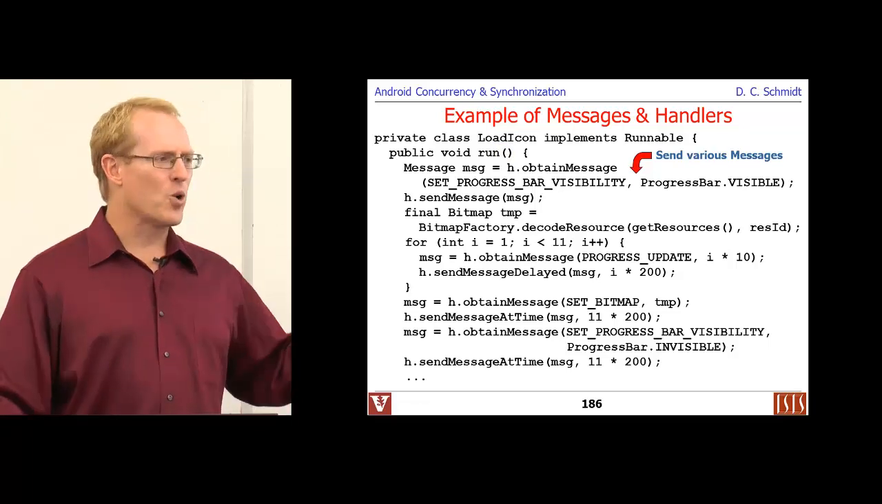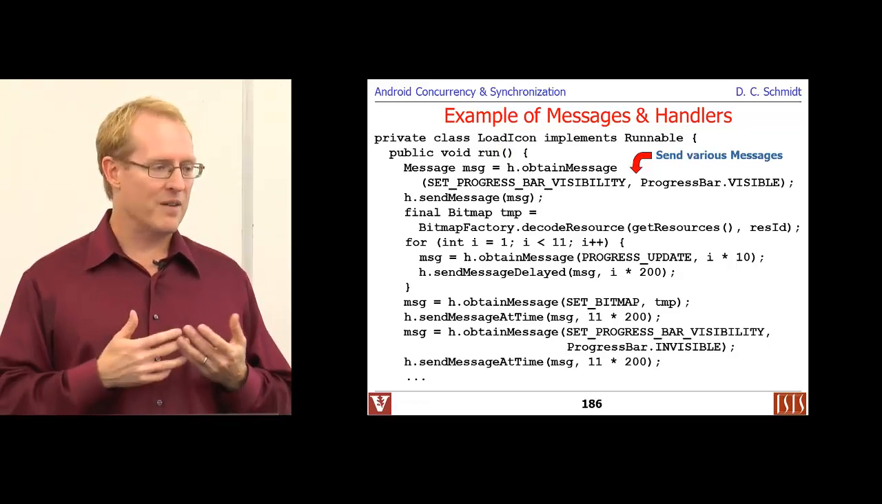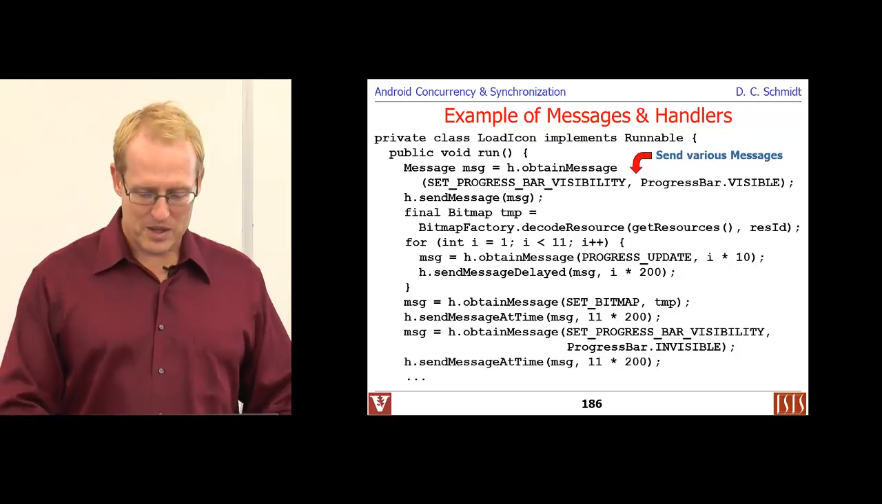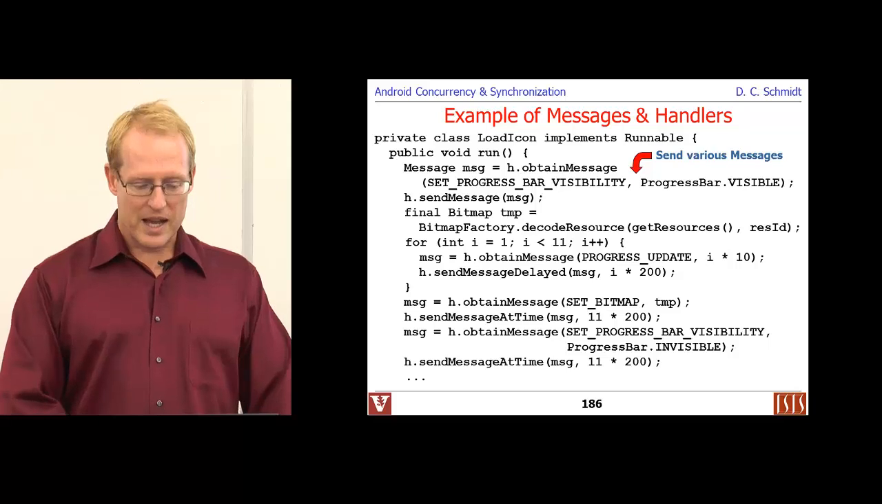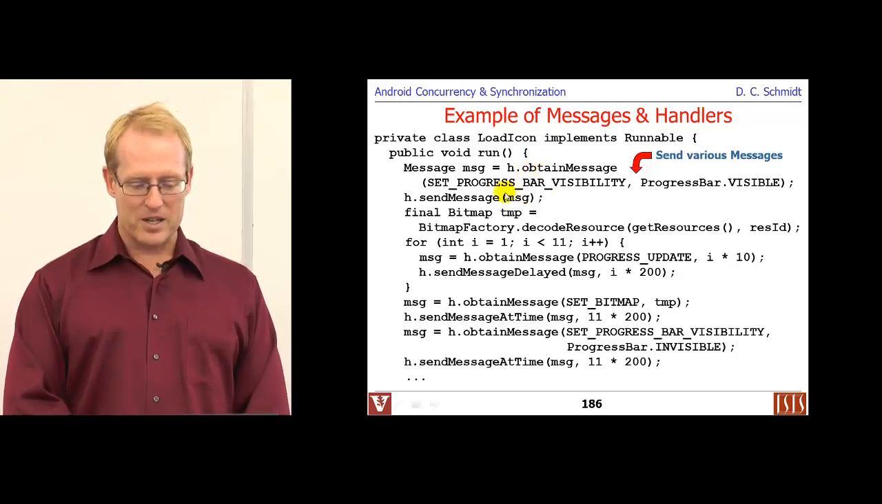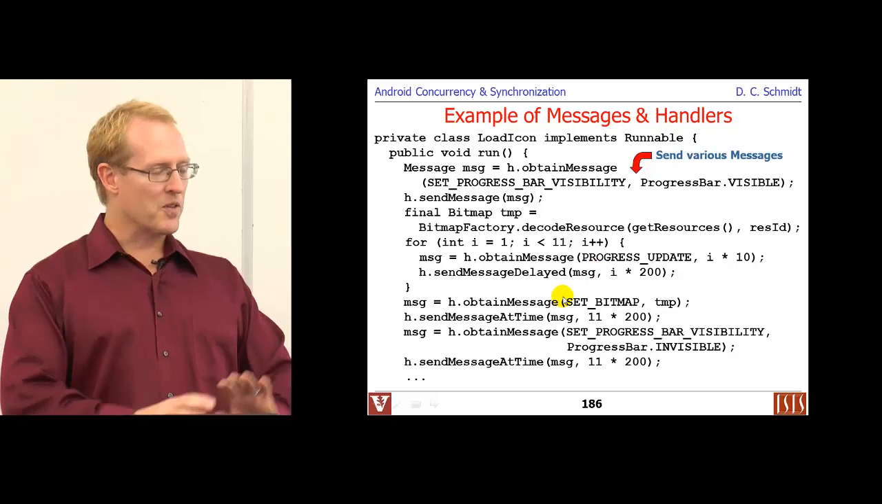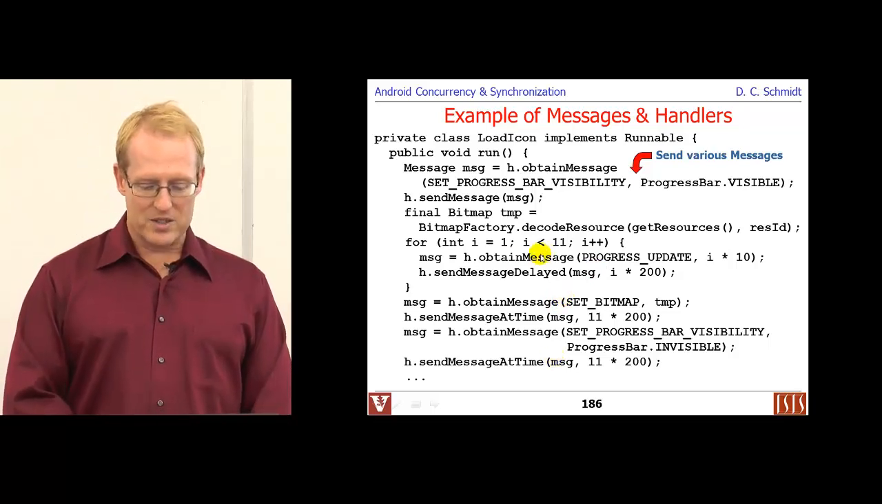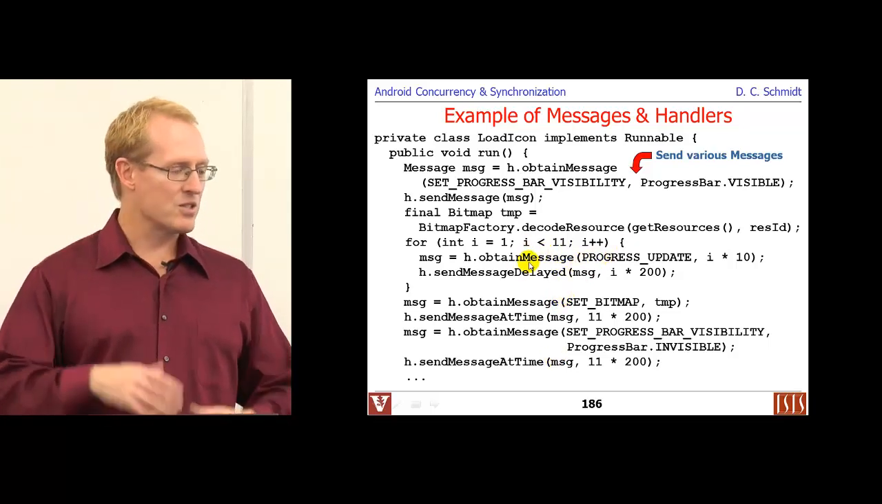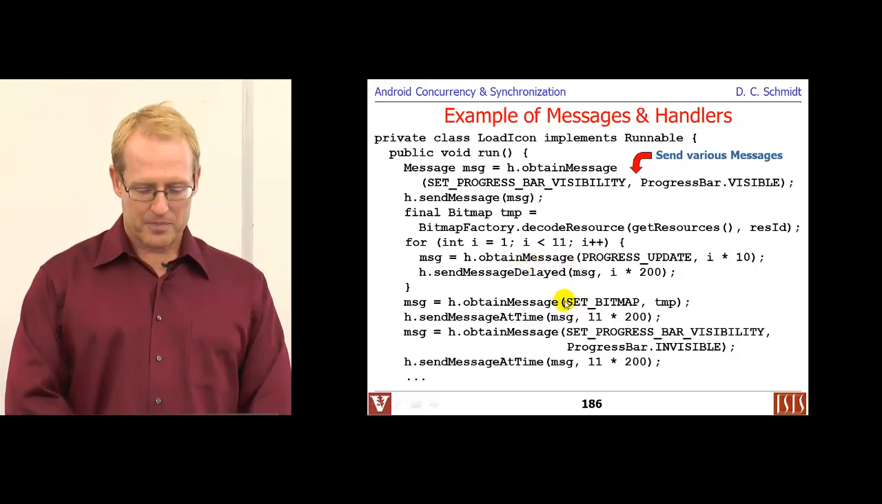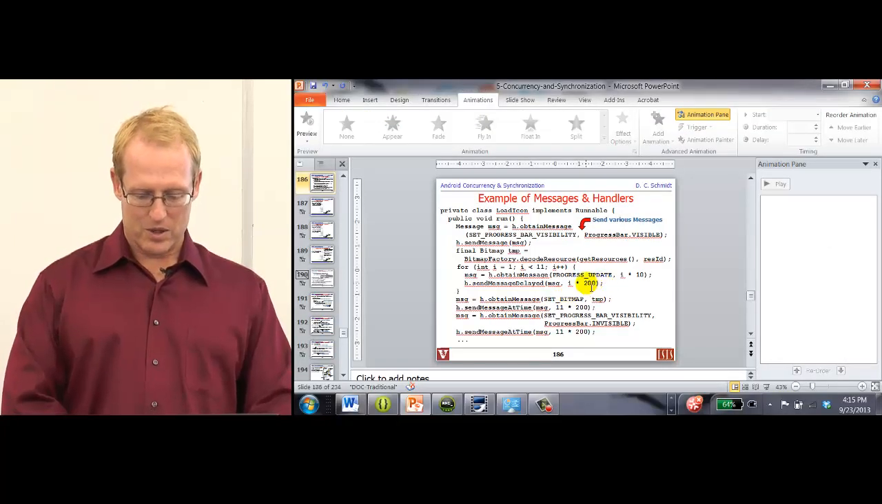And you can see it's just doing a whole pile of things. If you actually look at the code, you'd see we have a progress bar, which just kind of shows how far along we are in processing the message. So we're going to send a bunch of different messages here. We're going to start out by obtaining a message that's going to make the progress bar visible. So we send that. And then we're going to go ahead and decode the resource. Remember, all this is running in a background thread. Then we're going to go ahead and send a bunch of progress update messages just to advance the progress bar. And then we're going to go ahead and obtain a message here. Oops, that shouldn't be 200. That should be 100.